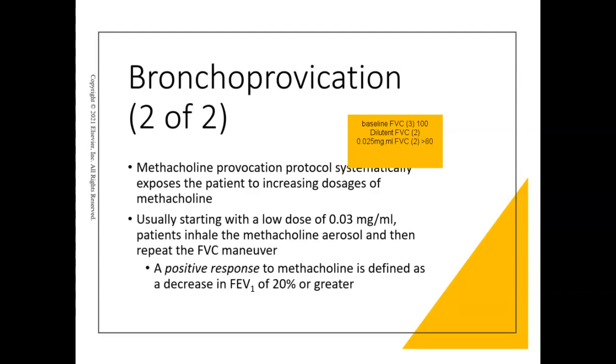So a lot of labs do quadrupling doses. So then I would take this 0.025, multiply it by 4. Some labs do double dosing. Quadruple dosing is faster, which is why I feel like it's the better choice. So then my next dose is 0.1 milligrams per milliliter. Okay, I'm going to do an FVC times 2, and as long as my FEV1 on that FVC is within 20% of baseline, I keep moving on. And then the next dose, I'm going to quadruple it again.